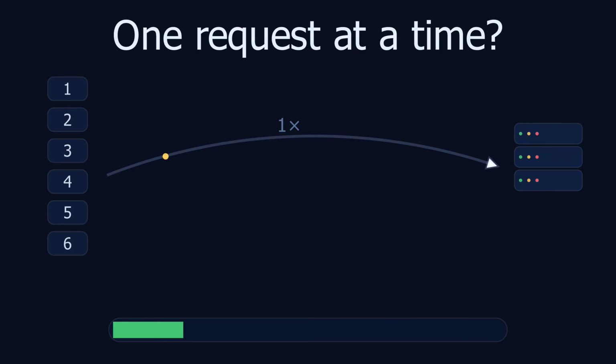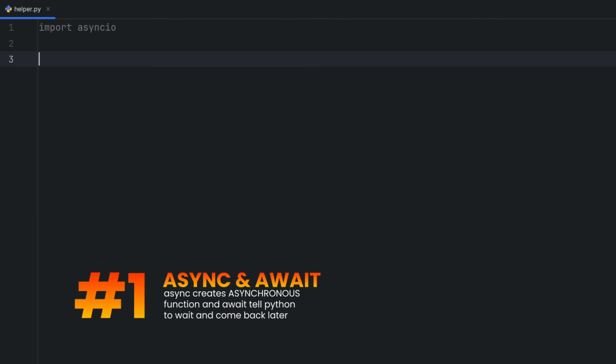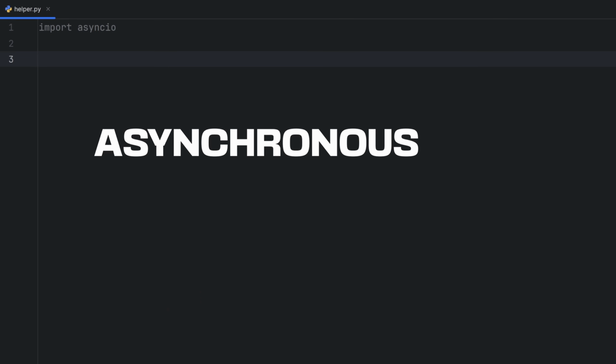Ever watch your scraper run one request at a time? Yeah, painful. Let's fix that with Python asyncio so you can run dozens of requests at once and finish way faster. I will import asyncio. Asyncio is short for asynchronous input output.